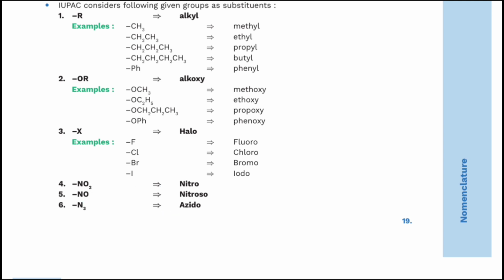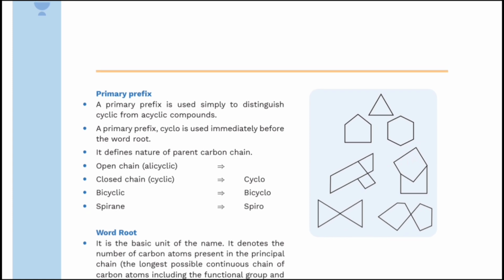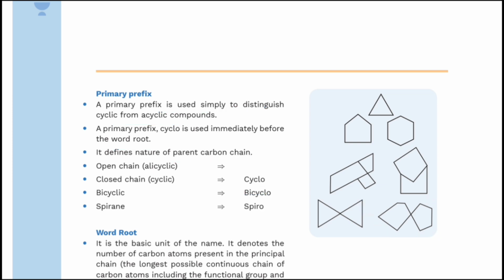Remember these prefixes. What are primary prefixes? A primary prefix is used simply to distinguish a cyclic from an acyclic compound. The primary prefix cyclo is used immediately before the word root. It defines the nature of the parent carbon chain: open chain, closed chain, cyclo, bicyclo, spiro. This is spiro.